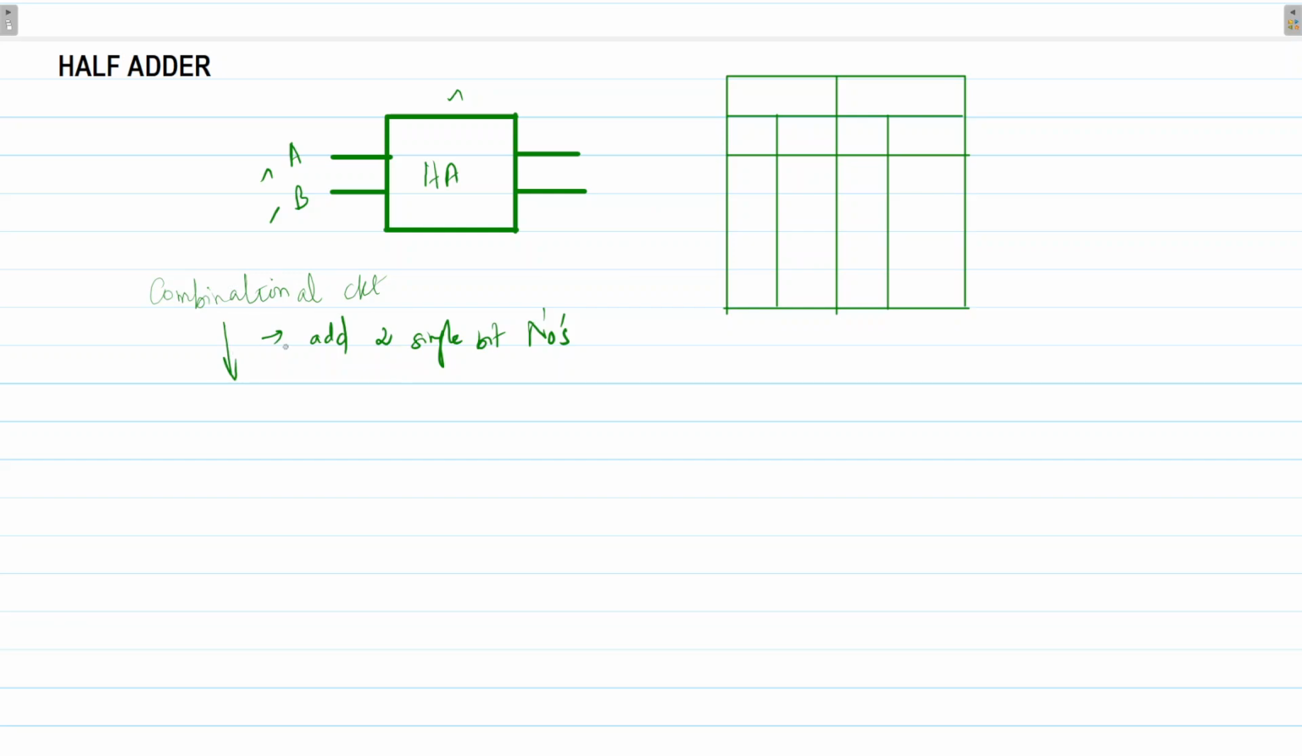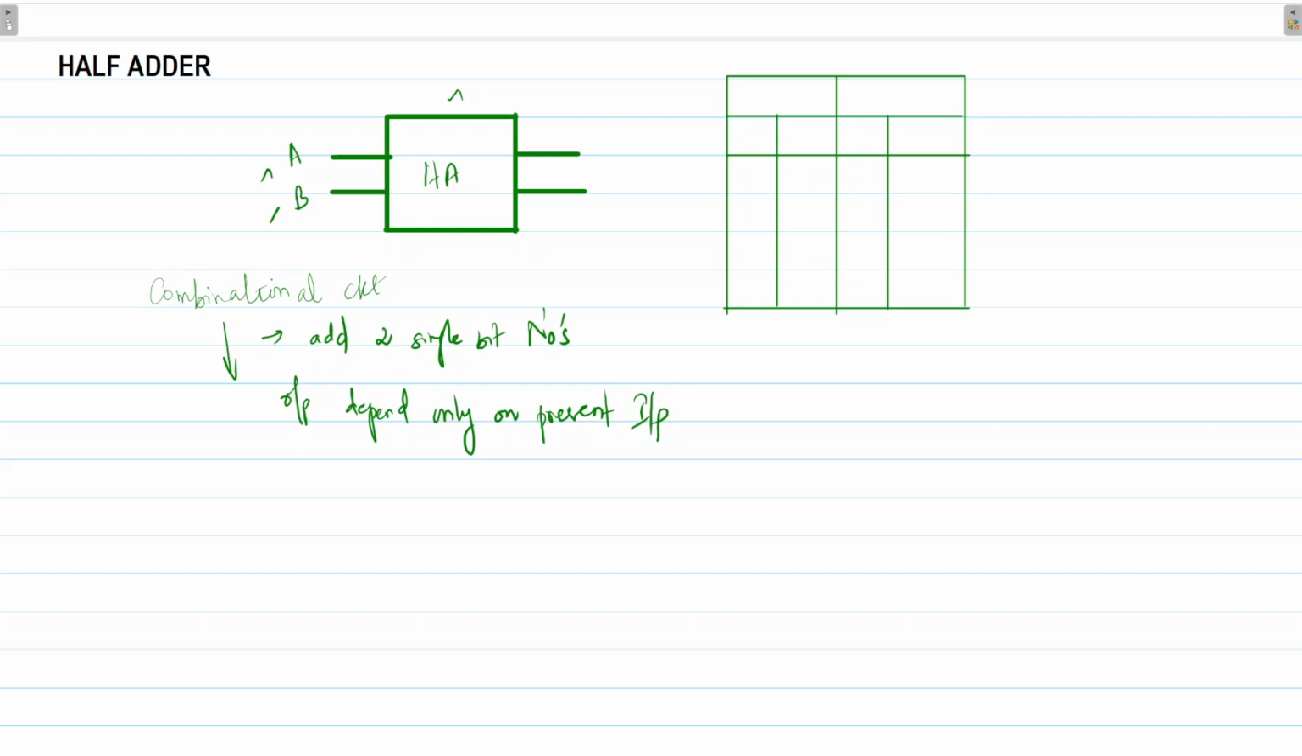And what do you mean by combinational circuit? Here the output at any instant will depend only on the present input. So it's a combinational circuit which is used to add two single bit numbers, and this combinational circuit is known as the output will be depending only on the present input signal. And here we don't have any memory elements to save the previous inputs.